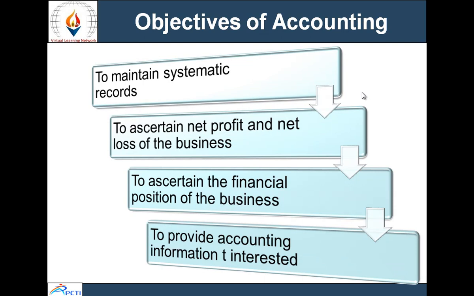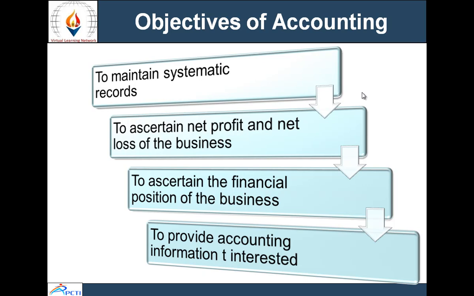Moving on to the objective of accounting. First is to maintain systematic records. Accounting is used to maintain systematic records of all financial transactions like purchase and sales of goods, cash receipts and cash payments, etc. It is also used for recording various assets and liabilities of the business.